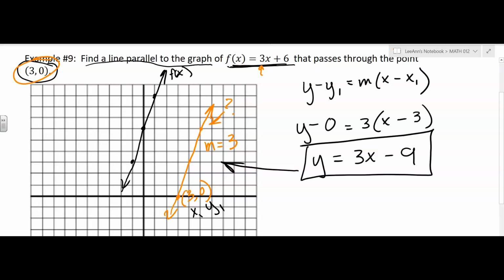Do I want to call it a function like g of x or something? I don't know. I would just write y equals 3x minus 9. That's the equation of that orange line. This is the orange line. Okay? So this equation matches to this line, and this equation matches to that line.